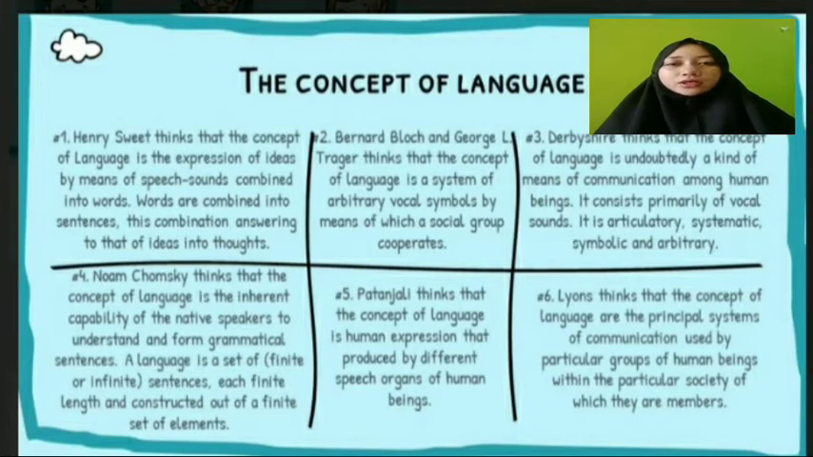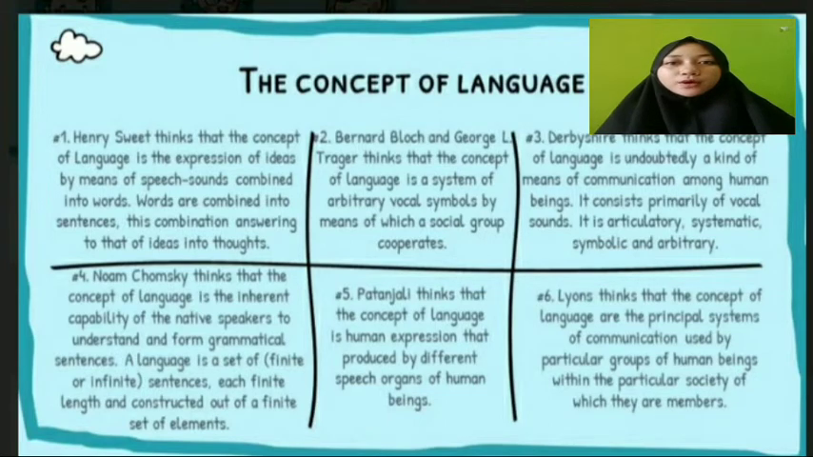3. Derbyshire thinks that the concept of language is undoubtedly a kind of means of communication among human beings. It consists primarily of words of vocal sound. It's articulate, systematic, symbolic, and arbitrary.